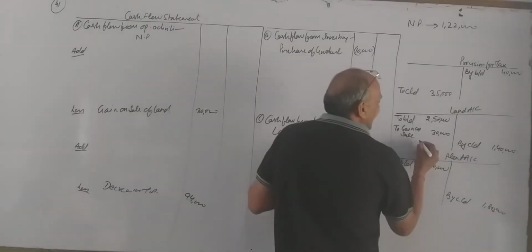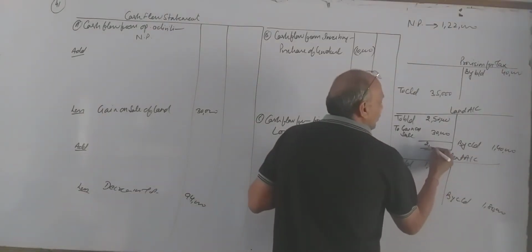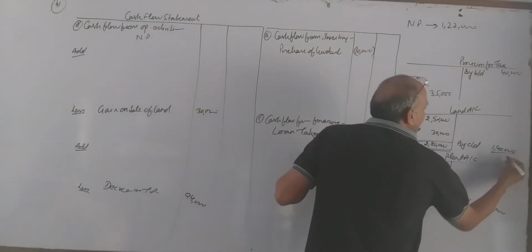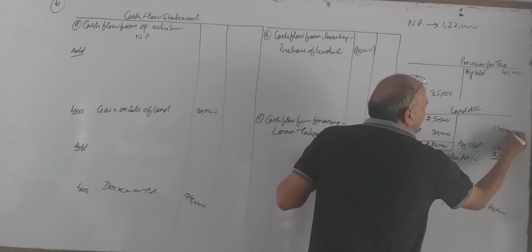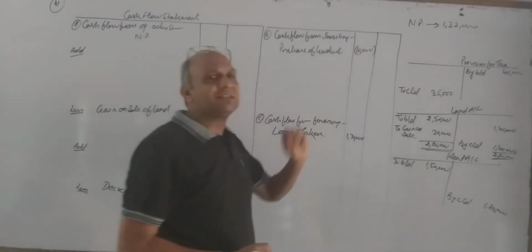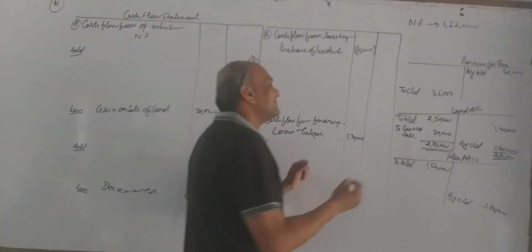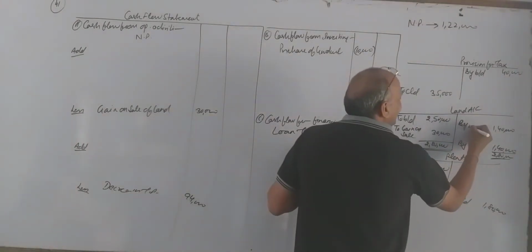Now let us close the land account. Its debit is more, 2,80,000. Credit is less. So my dear friends, can you tell me what this balancing figure could be? What could this balancing figure be? It is sale. By bank we will write over here.